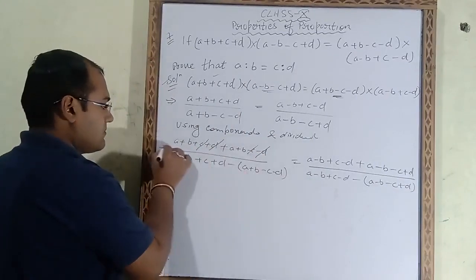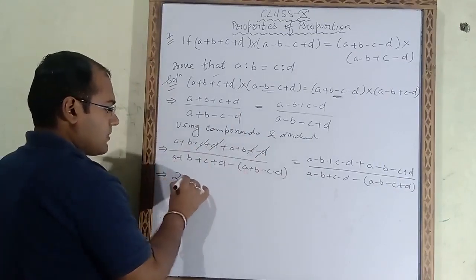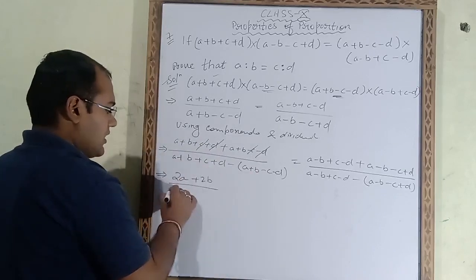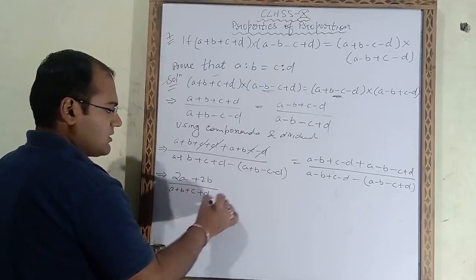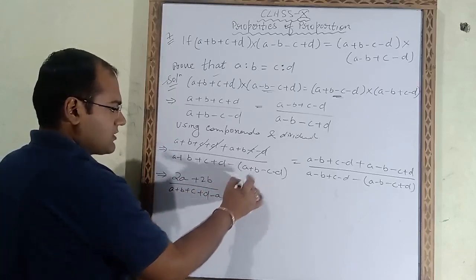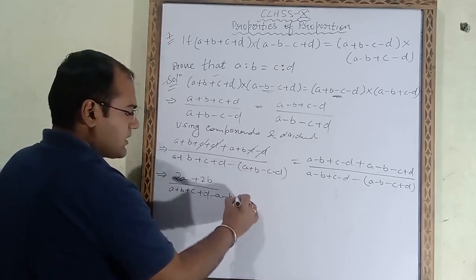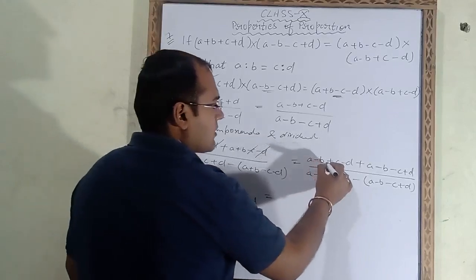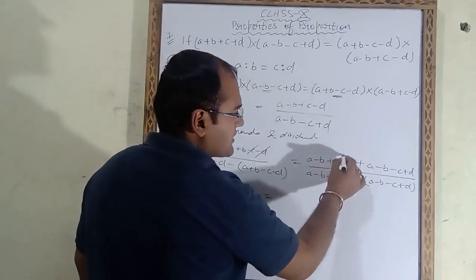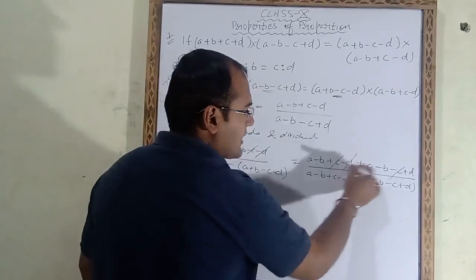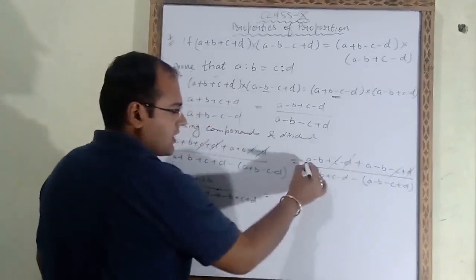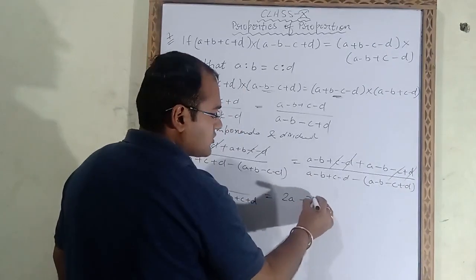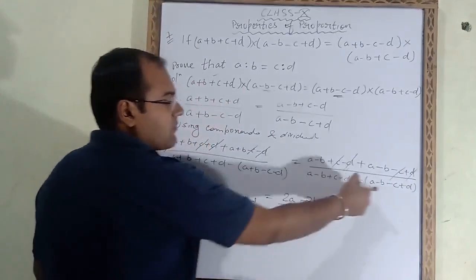a plus a will become 2a, b plus b will become plus 2b upon a plus b plus c plus d minus, plus minus a, minus, plus minus b, minus, minus plus c and plus d. Sign we will change here. Plus c and minus c will get cancelled, minus d and plus d will get cancelled. So a plus a will be 2a, minus b will be minus 2b upon, here we will open the bracket.